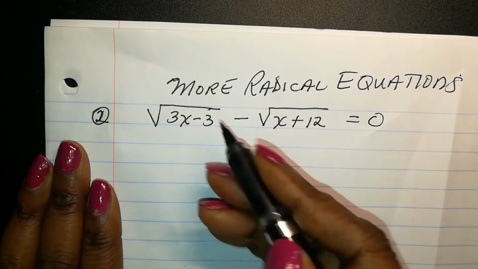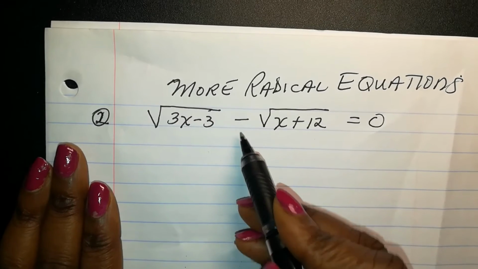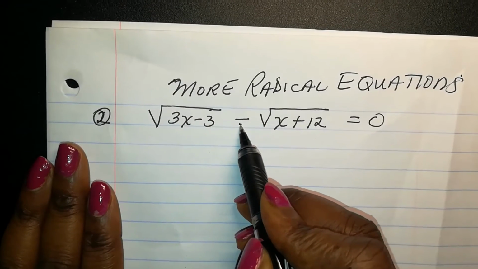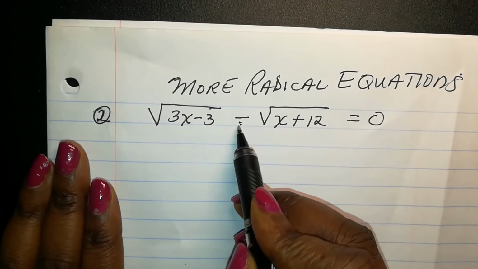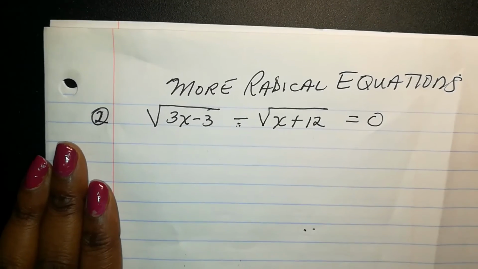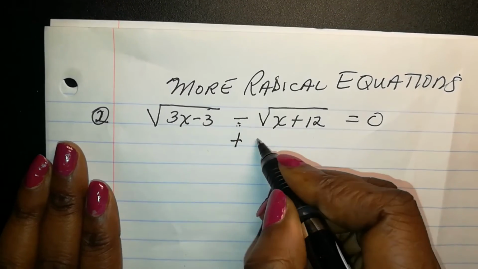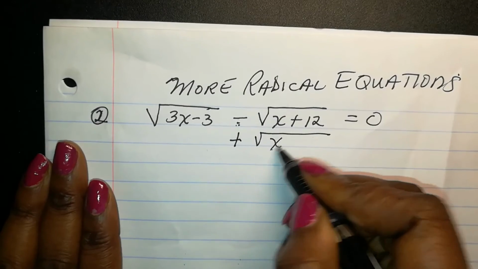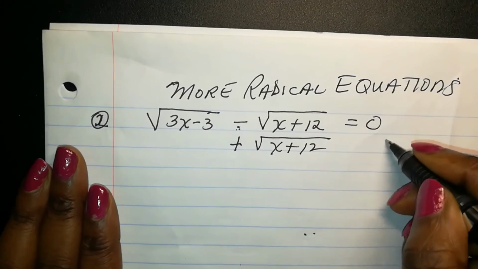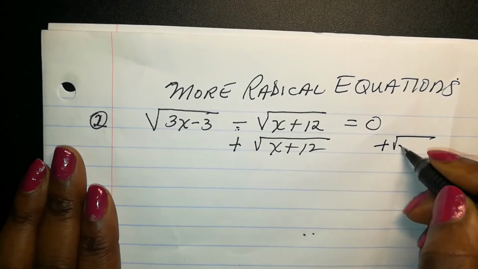I'm going to isolate this first one. Now, how am I going to do that? I'm going to take the opposite of the operation that's happening here. They're saying subtract this radical. So watch what I'm going to do. I'm going to add this radical to both sides. Watch what happens. Add the radical to both sides.